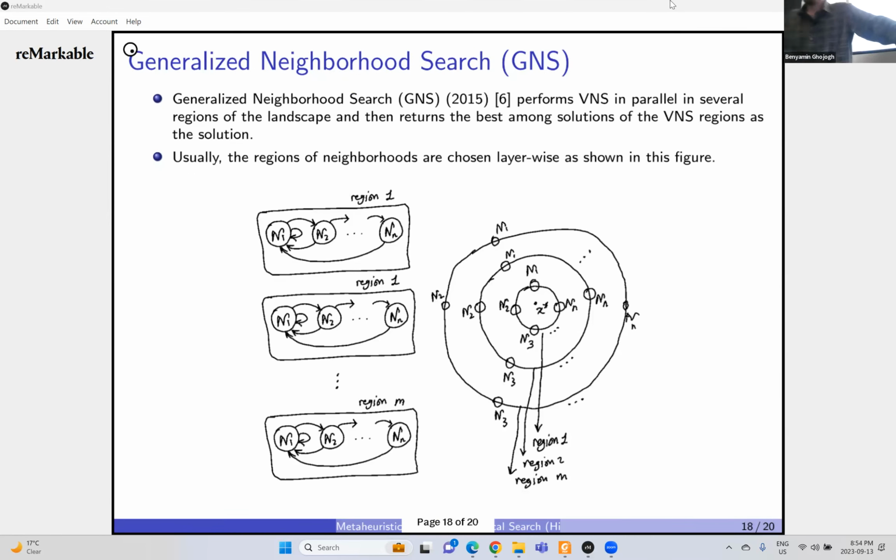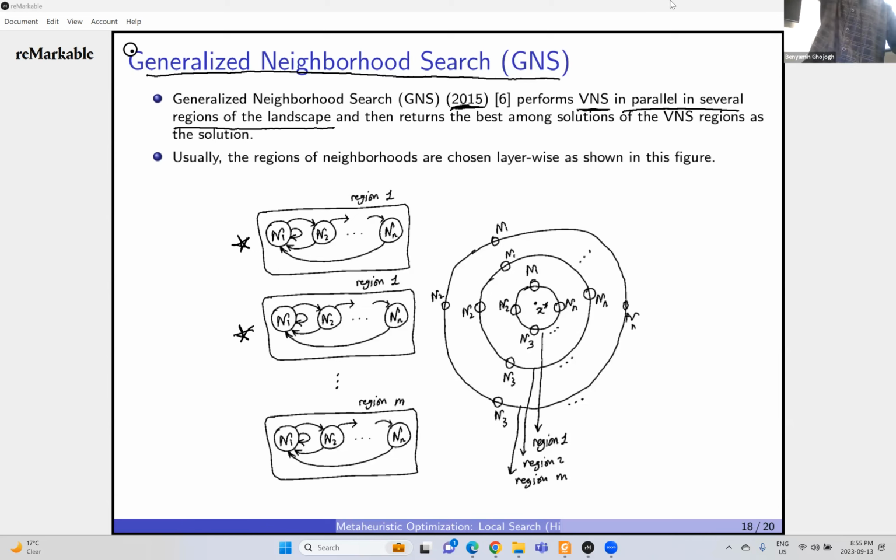We have another thing named generalized neighborhood search, proposed in 2015. It performs VNS, the variable neighborhood search that I explained, in parallel in several regions of the landscape. So it says, let's make it a bigger monster. How? I have some regions. In each region of the landscape, I do VNS, right? I do VNS in some region, maybe in the north of the landscape, then in the south, then here, then there, then there. Then I return the best among the best solutions of each of the regions, right?